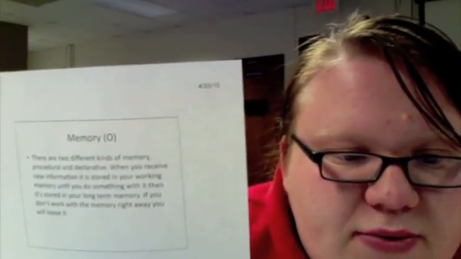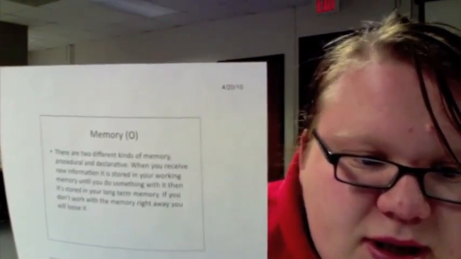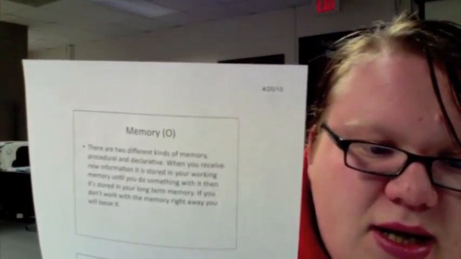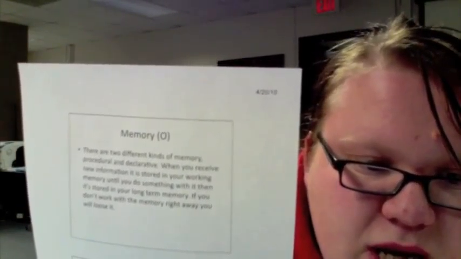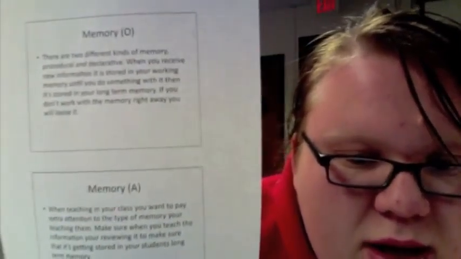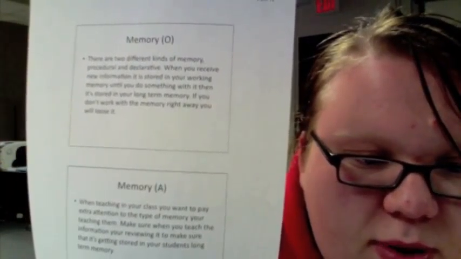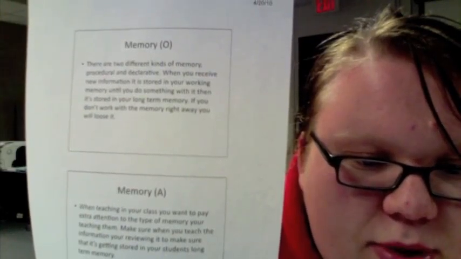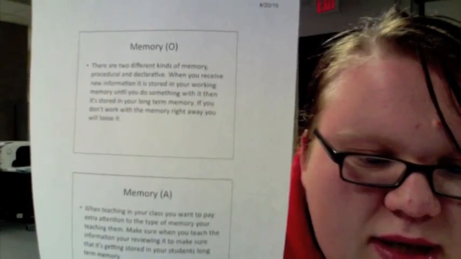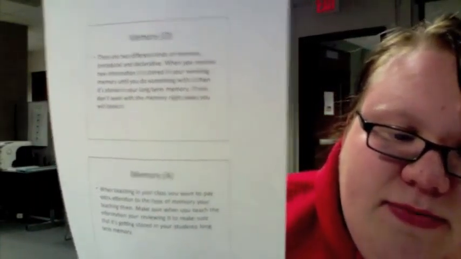There are two different kinds of memory, procedural and declarative. When you receive new information, it is stored in your working memory until you do something with it. Then, it is stored in your long-term memory. If you don't work with the memory right away, you will lose it. When teaching in your classroom, you want to pay extra attention to the type of memory you're teaching them. Make sure when you teach them information that it's getting stored in your students without losing it.